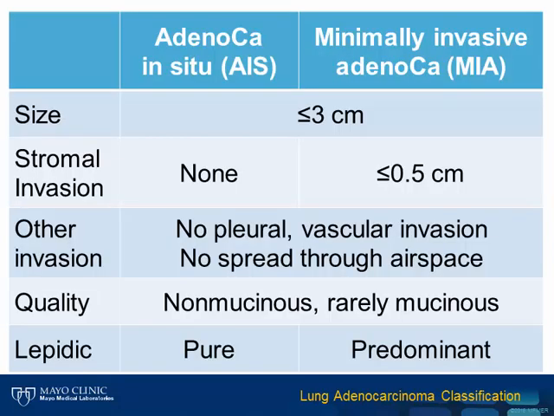Again, minimally invasive adenocarcinomas are defined by size, which is less than 3 centimeters, and there should be no pleural or vascular invasion and no tumor spread through air spaces. There is a predominant lipidic growth pattern, and in contrast to adenocarcinoma in situ, we do find focal stromal invasion, which should not exceed 0.5 centimeters.